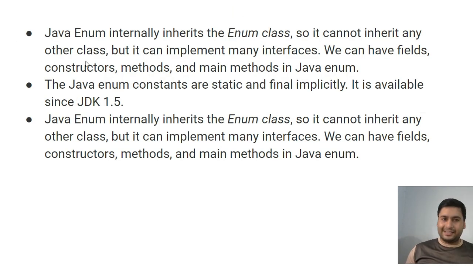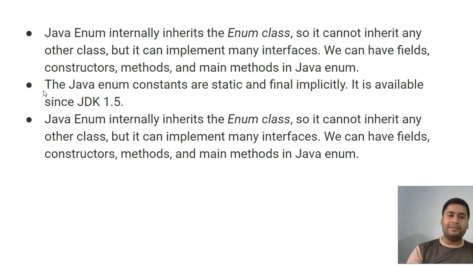Let's see some rules and guidelines regarding the enum. Java enum internally inherits the Enum class, so it cannot inherit any other classes, but it can implement many interfaces. We can define fields, constructors, methods and main methods in a Java enum also. So in the enum classes you can define the main method also, you can write a constructor also, a normal method also, everything is possible. The Java enum constants are static and final implicitly.